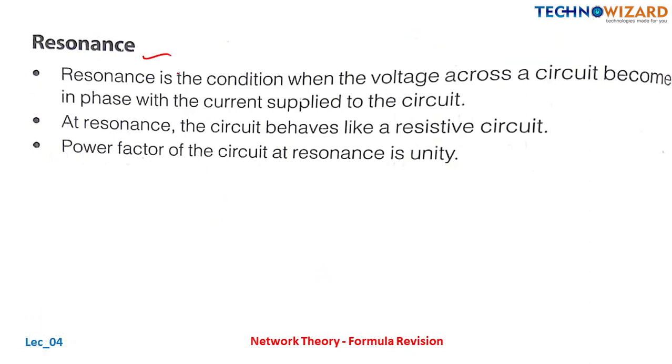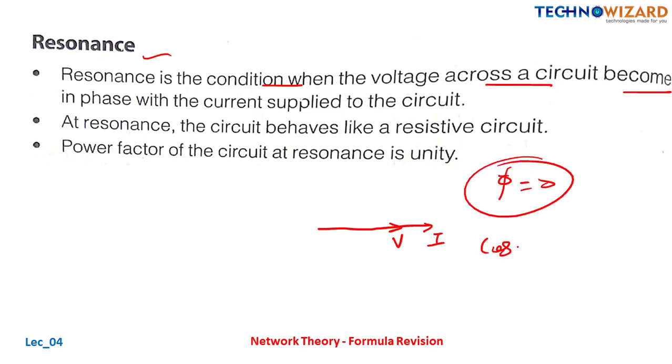First, what is resonance? Resonance is a condition when the voltage across the circuit becomes in phase with the current supplied to the circuit. That is, voltage is in the same phase with the current applied. Okay, like this. That means the phase angle is 0, and for resonance cos phi, that is the power factor, should be unity.